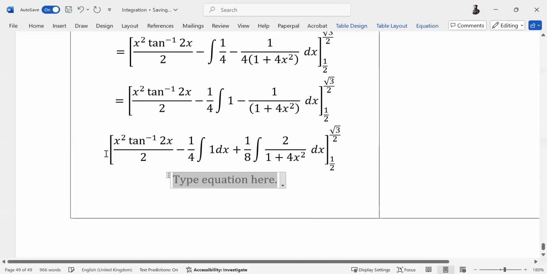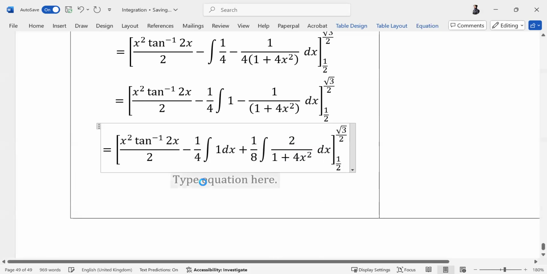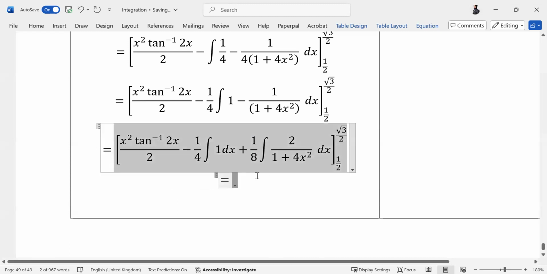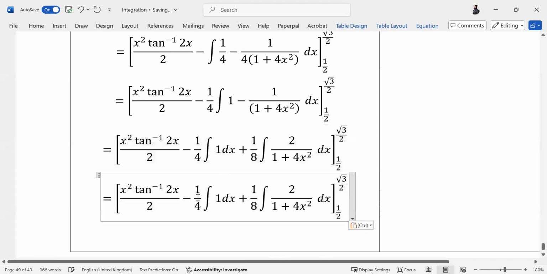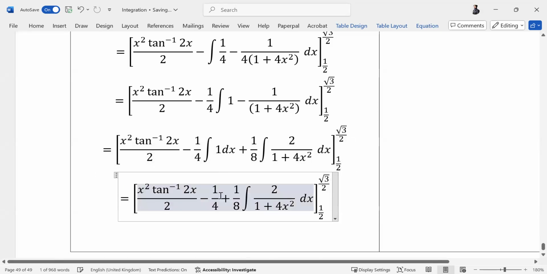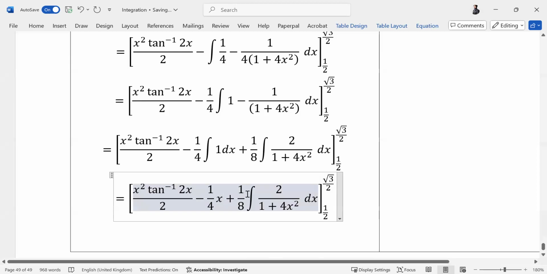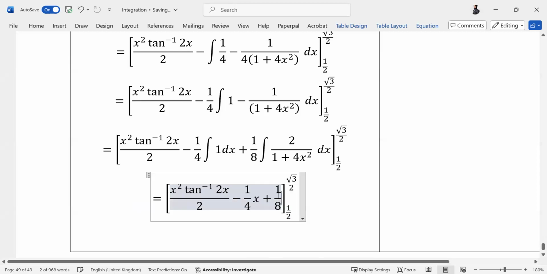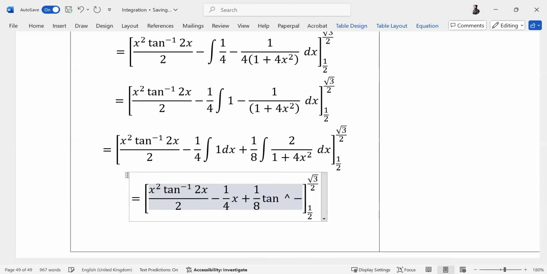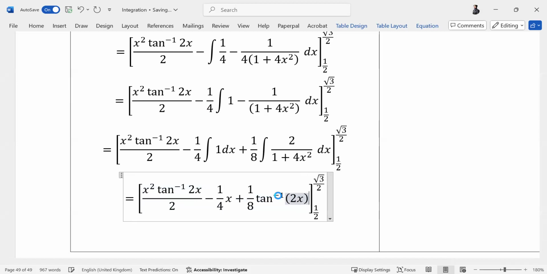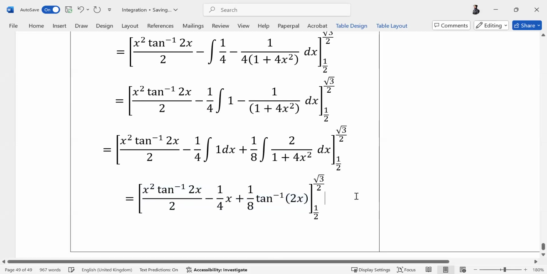Now I am writing the integrals, and then we will apply the limits. One by one, let's see. So the integral of this is x, and the integral of this is tan inverse of 2x. Make sense? Clarity here? Just use a bracket here as well.